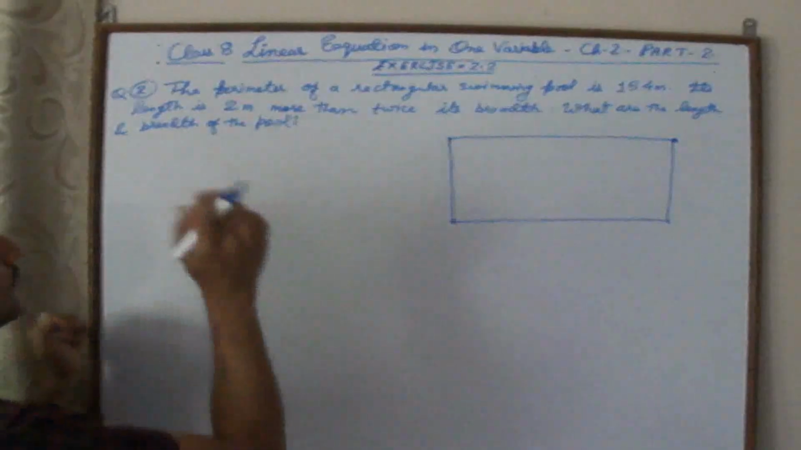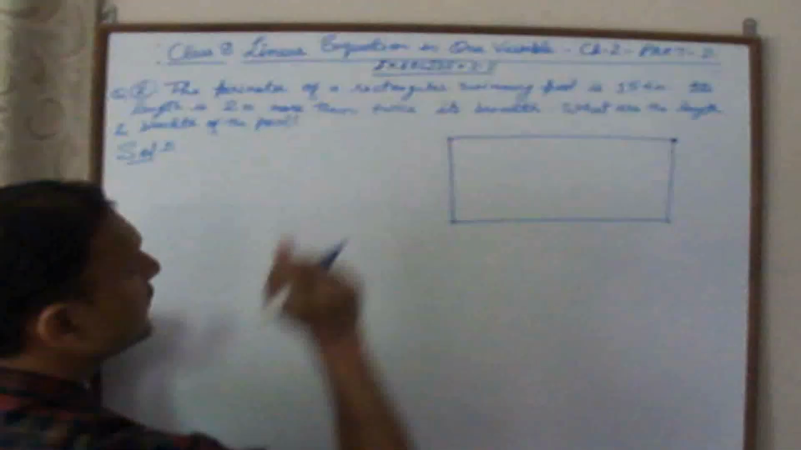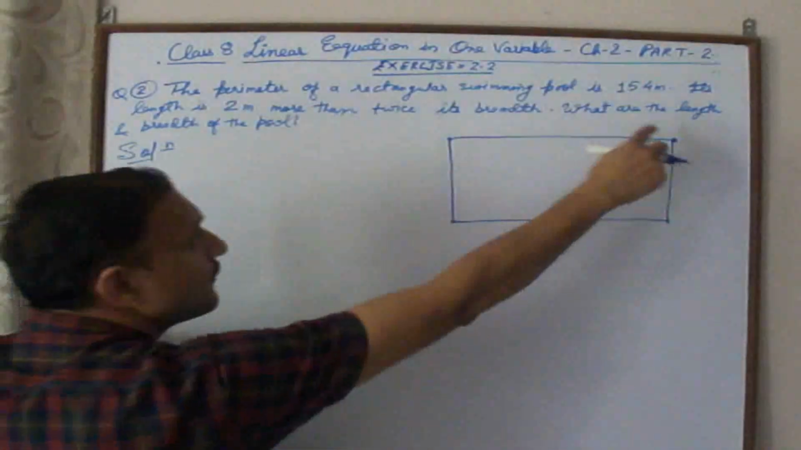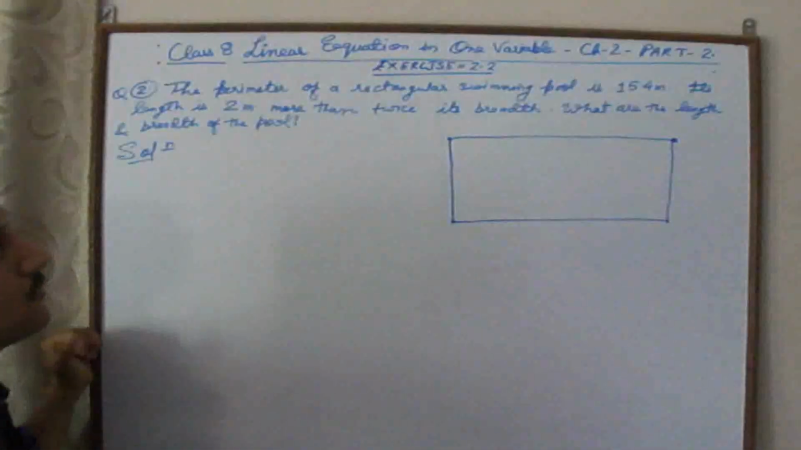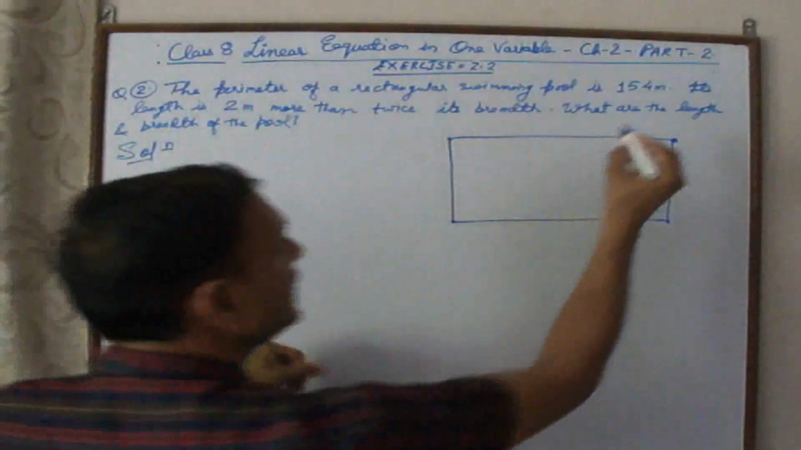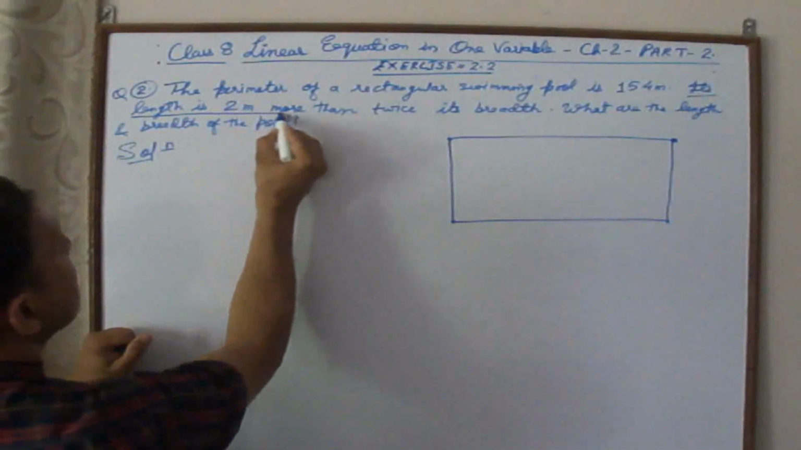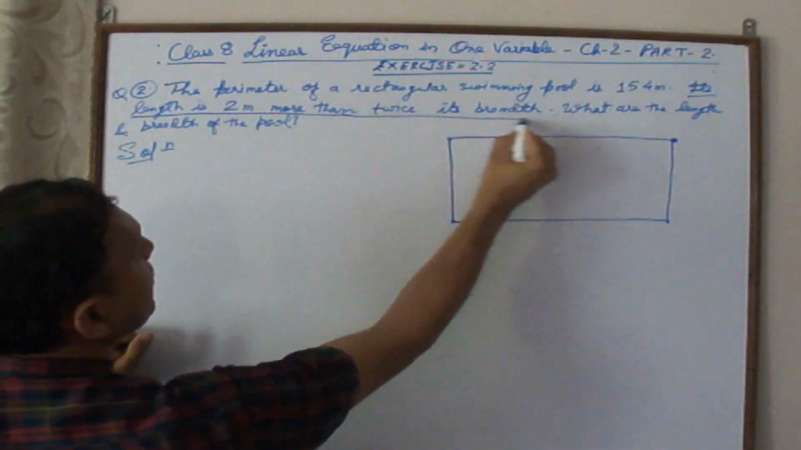Perimeter is given to us. 154 meter is the perimeter. Sum of all sides is 154. Its length is 2 meter more than twice its breadth. We have to read this line again and again so that we can convert it into an equation.